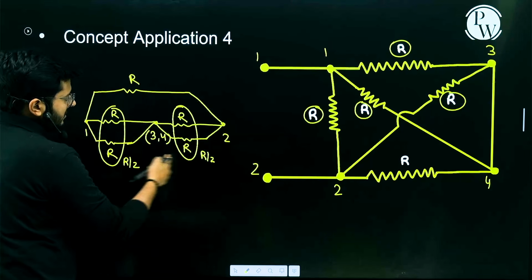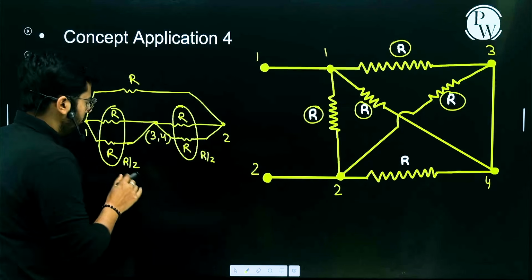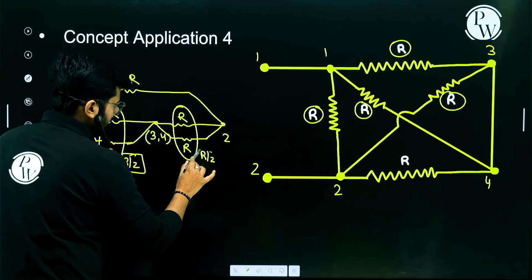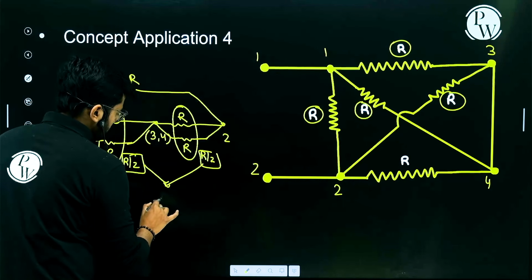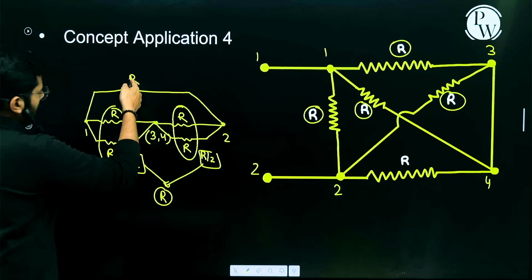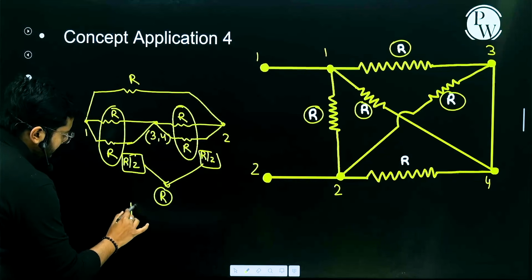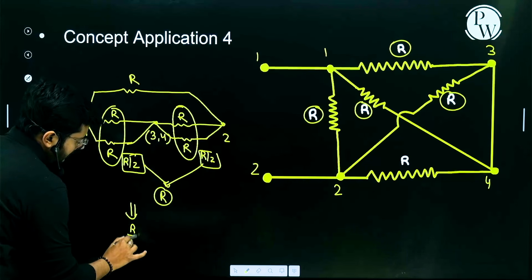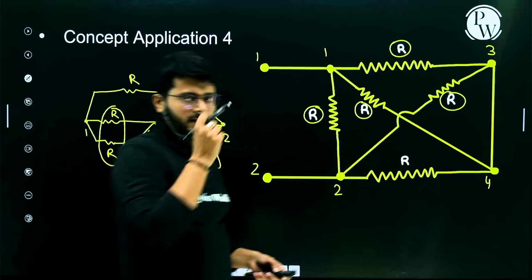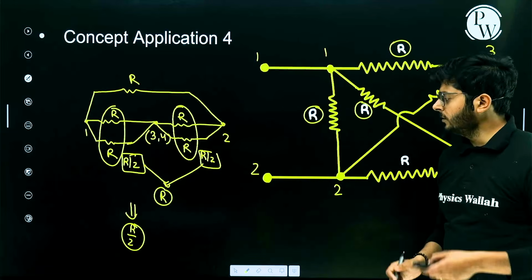Then these two are in series, the net resistance will be R by 2 plus R by 2, that is R, these two and this two. So R and R, they are in parallel now, so the net resistance will be R by 2. So this is going to be the final value right over here. So I believe there is no confusion in this particular part.